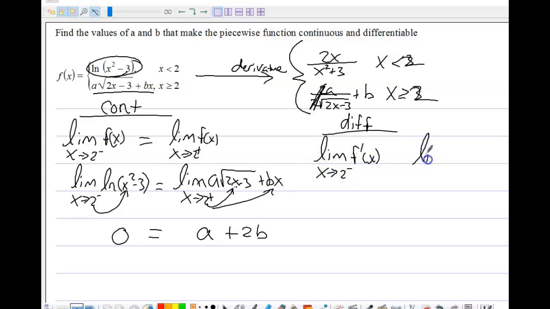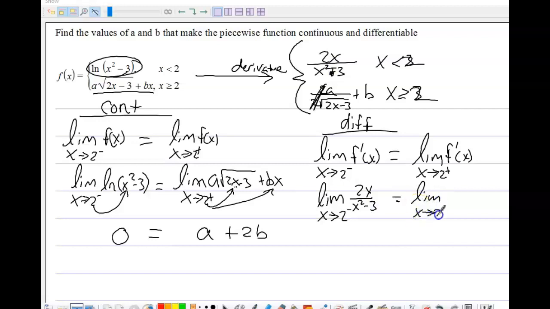Okay, so in order for it to be differentiable then, as I approach 2 from the left, and as I approach 2 from the right on this derivative function, they should come out equal. So, approaching 2 from the left, I'll use the top piece. I keep making this a plus, it's a minus. And if I approach 2 from the right, then I'm going to be using the bottom piece.